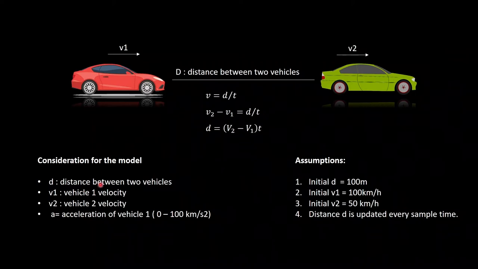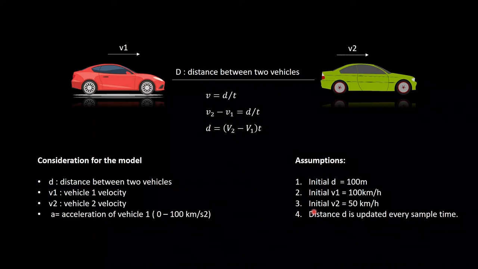Some of the considerations for the model: D is the distance between the two vehicles. V1 is the velocity of the first vehicle, V2 is the velocity of the second vehicle, and A is the acceleration of vehicle 1, which can be considered between 0 to 100 kilometer per second. Some of the assumptions in building the model are that the initial distance between the two vehicles is 1 meter, the initial velocity of vehicle V1 is 100 kilometer per hour, and the initial velocity V2 is 50 kilometer per hour.